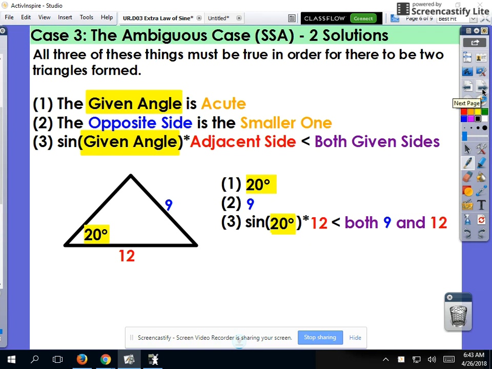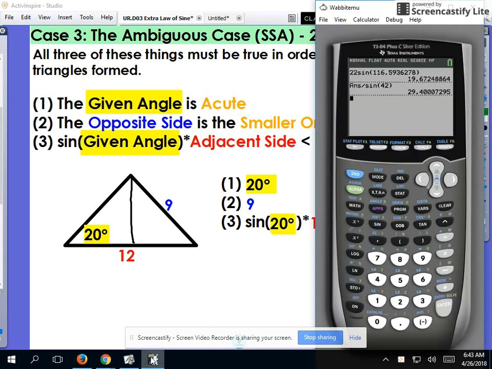All right, next one, here's what we got. We got ambiguous case coming up, so that's the fun one. So if we have something like this, given the angle is acute, the opposite side is a smaller one, and then you go ahead and type in what your height should be. Let's check this height out. So that would be parentheses sine of 20, close parentheses, times our adjacent height.